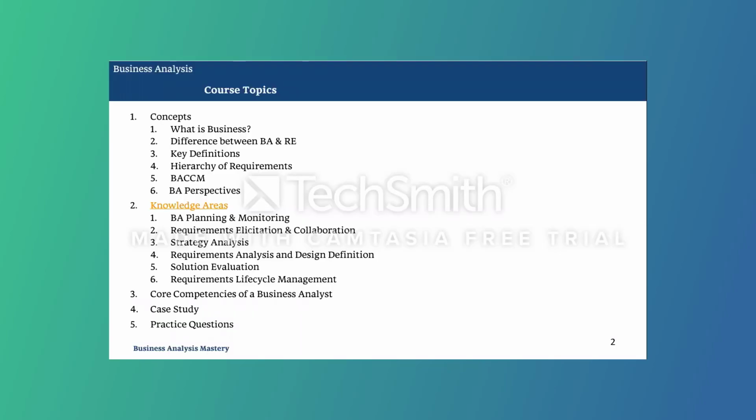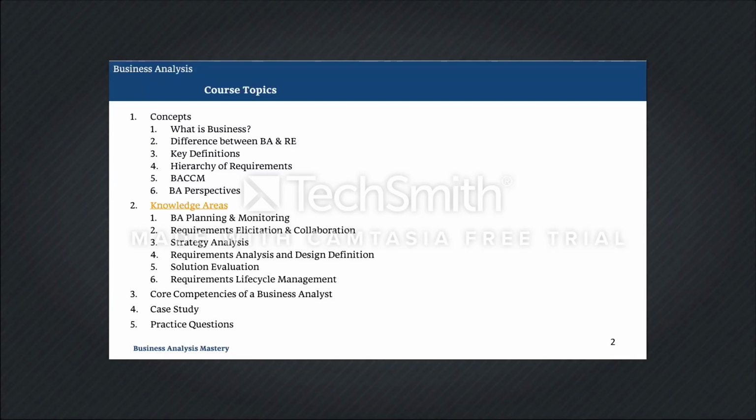Here are the course topics. In the beginning, we will talk about important concepts. Of course, we will start with what is business, because we need to first understand the components of business. Since we will be analyzing business, solving business problems and working on better business outcomes, we need to understand what business is. And as easy as that sounds, most of the time the definition of business is so wide that no one really understands what it is or can actually pinpoint the components of business.